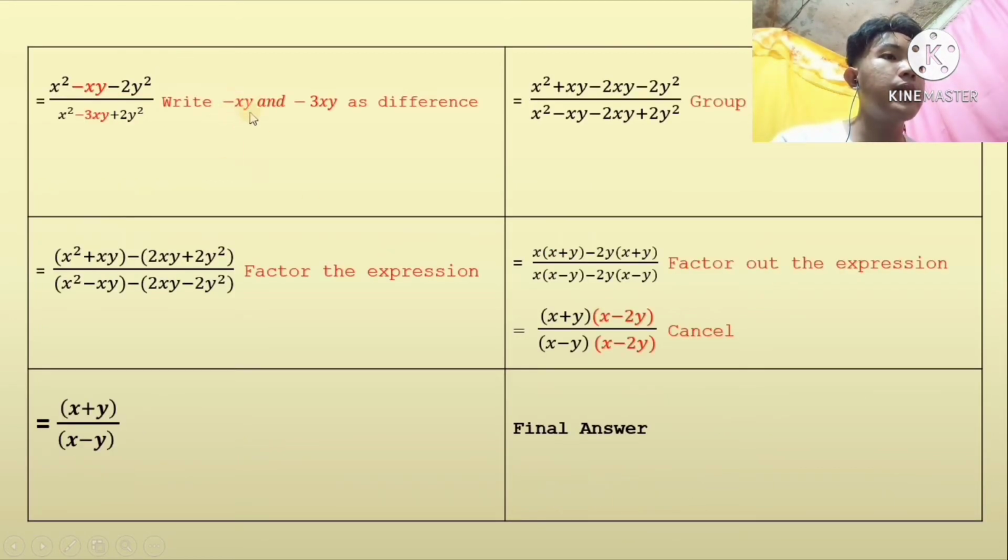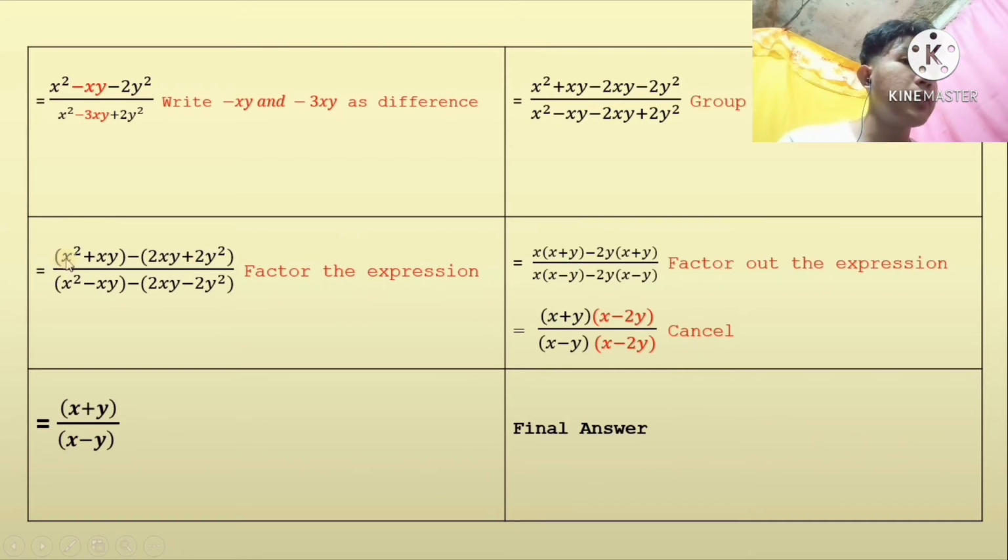Then write negative xy and negative 3xy as the difference. So the difference of negative xy will be positive xy minus 2xy. Then the difference of negative 3xy will be negative xy and negative 2xy. So group them into binomials, numerator and denominator, so we can factor it easily. So our equation will be the binomial x squared plus xy minus the binomial 2xy plus 2y squared over x squared minus xy minus 2xy minus 2y squared. So factor the expression.